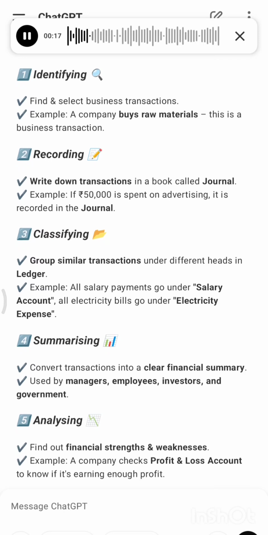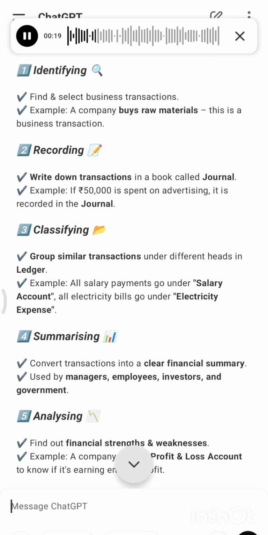Find and select business transactions. Example: a company buys raw materials. This is a business transaction.